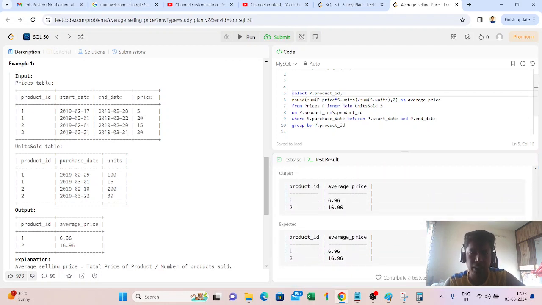Basically, I hope you have understood that you are taking these two tables. You have to take a clause where purchase date should be between this start date and this end date, so we have used a between clause here. Now this 100 would be multiplied by this 5, so that is why we have done P dot price into S dot units. We have to calculate all the units also, because for the average the total number of units should be there. That's why we are using a group by, and with this group by it will count all the units for a particular group. For product one, the number of units would be 115. Likewise, this SQL code is to be written.